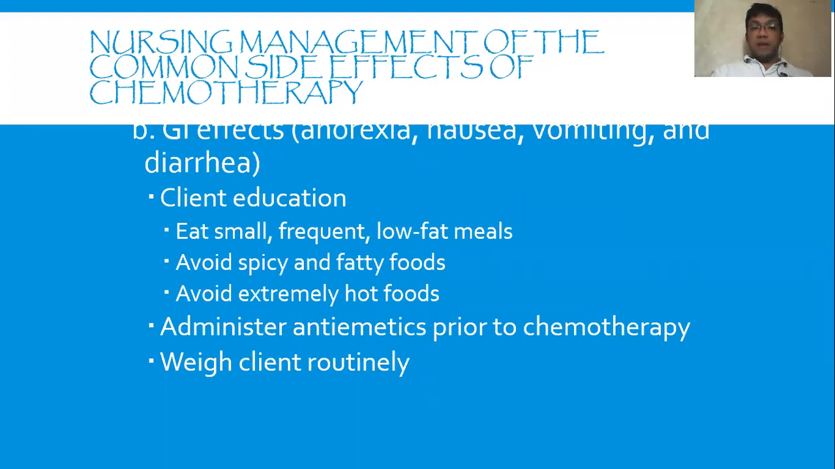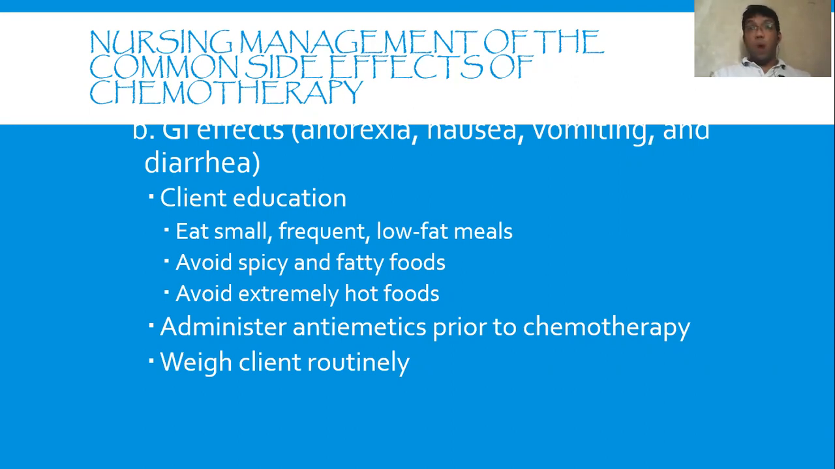The antineoplastics also have GI effects. It can cause anorexia, nausea and vomiting, and diarrhea. So, we educate our patients to eat small, frequent, low fat meals. Because if they eat small but frequent meals, they will not be prone to nausea and vomiting. Avoid spicy and fatty foods as well because these kinds of foods can trigger nausea and vomiting in patients, even diarrhea as well. And avoid extremely hot foods or else it's going to complicate the patient's diarrhea.